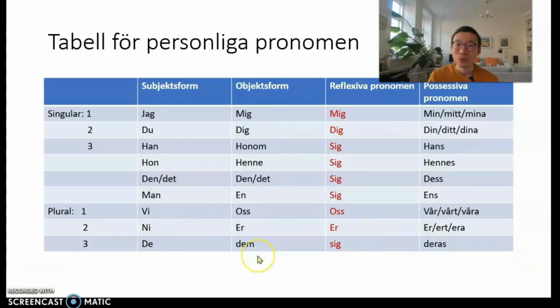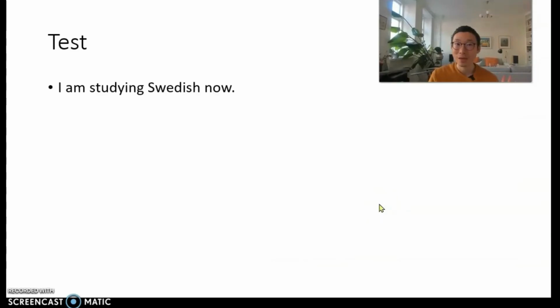Okej, nu ska vi göra en test. Hur säger man I'm studying Swedish now? How to say I'm studying Swedish now? Of course you should use lära. Yes, du säger jag lär mig svenska nu. Jag lär mig svenska nu.